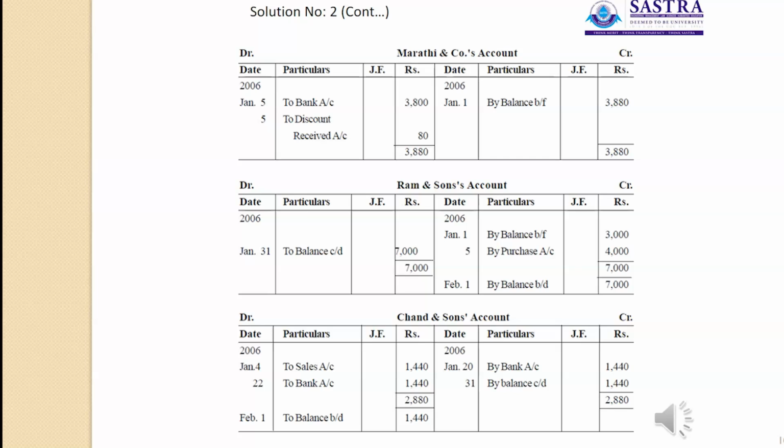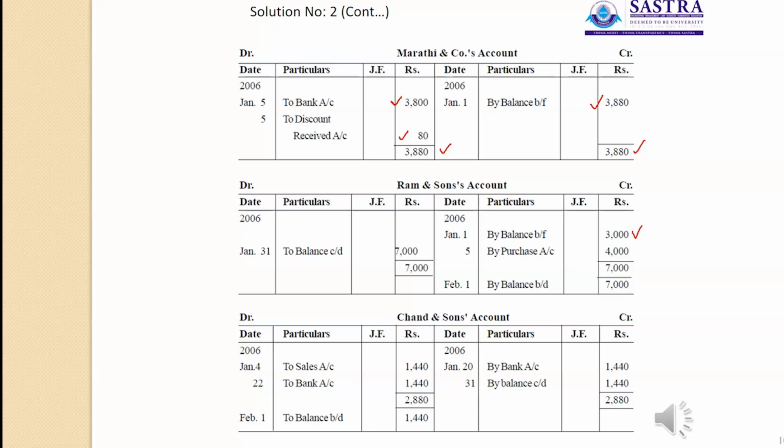Okay. Next we have to prepare the Marathi and company account. He is a creditor, so credit balance January 1st, by balance brought down rupees 3,880. The amount paid to Marathi and company 3,800. We had discount received 80, so the account would be closed. So 3,880. Here there is no balancing figure. The account is settled with Marathi and company.